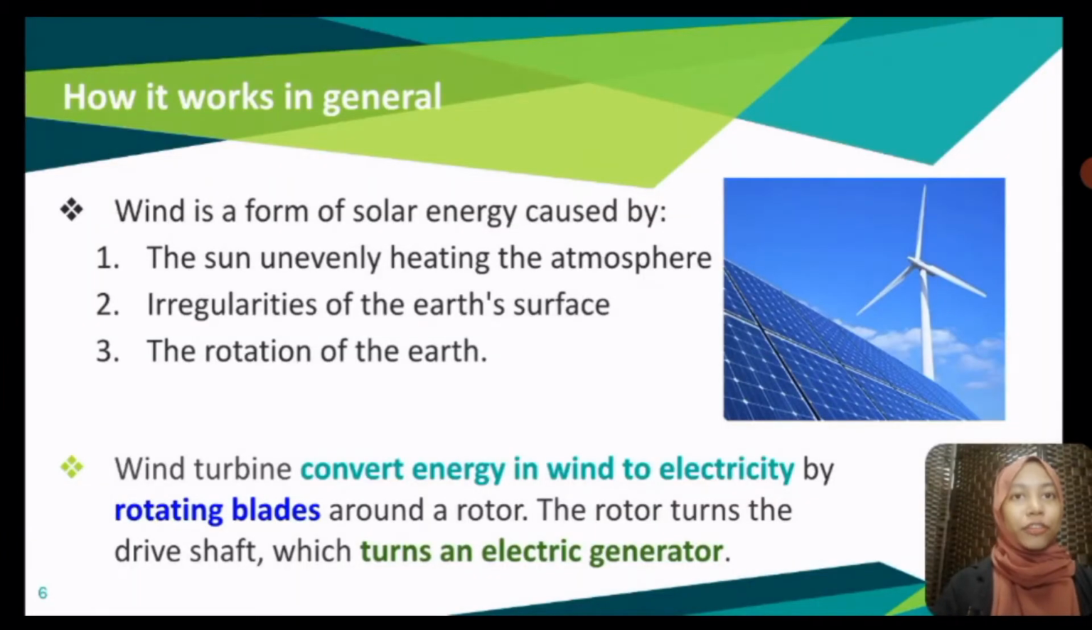So I would like to talk about how wind energy works in general and its materials. So first of all, how it works in general. Wind is a form of solar energy caused by three reasons. First, the sun unevenly heating the atmosphere. Next is the irregularity of the Earth's surface. And the third is the rotation of the Earth. So, a wind turbine converts energy from wind to electricity by rotating the blades. And so the rotor will turn an electric generator.